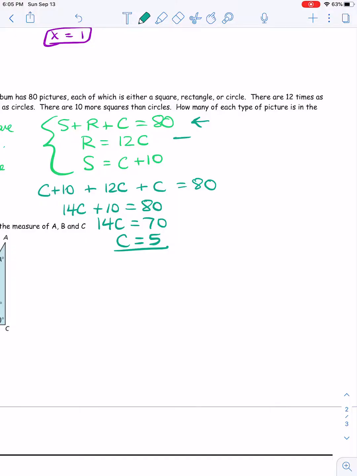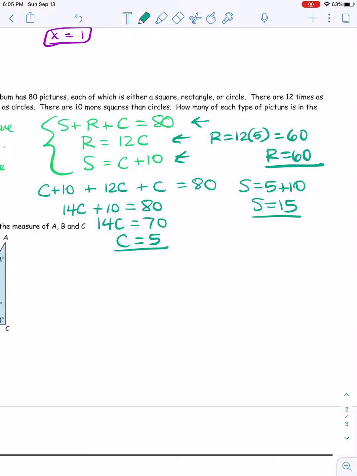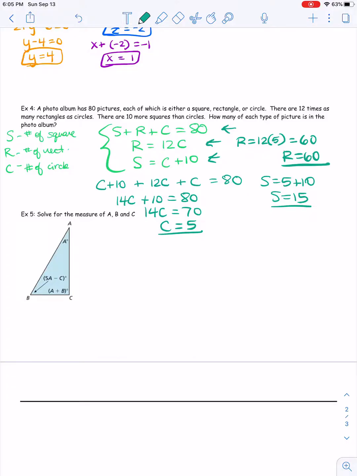And so if I know that C is 5, I know that R is equal to 12 times 5, which is 60. So R is equal to 60. And then because I know that C is 5, I can plug it in here and get S is equal to 5 plus 10, which means there are 15 square pictures. Then I want to double check: is 5 plus 15 plus 60 equal to 80? And it is. So there are 5 circular pictures, 15 square pictures, and 60 rectangular pictures. That is what I want as my answer: how many of each type of picture there are. 60 rectangular, 15 square, 5 circular.